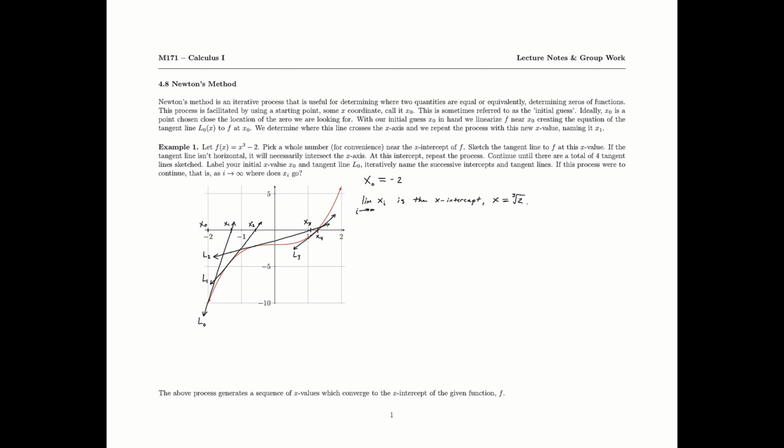So Newton's method uses the linearization of a function, in other words, a tangent line, as a way to figure out when a graph crosses the x-axis. To figure out, in other words, when does f of x equal 0? We can use Newton's method to solve that.